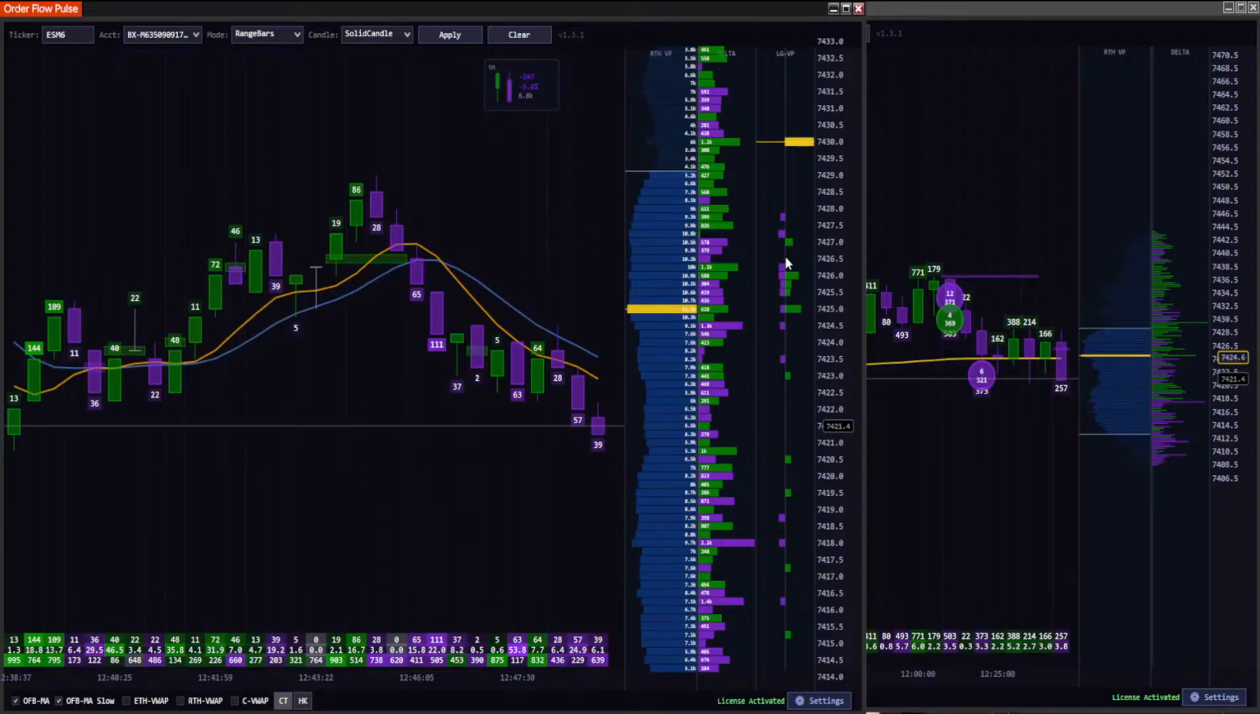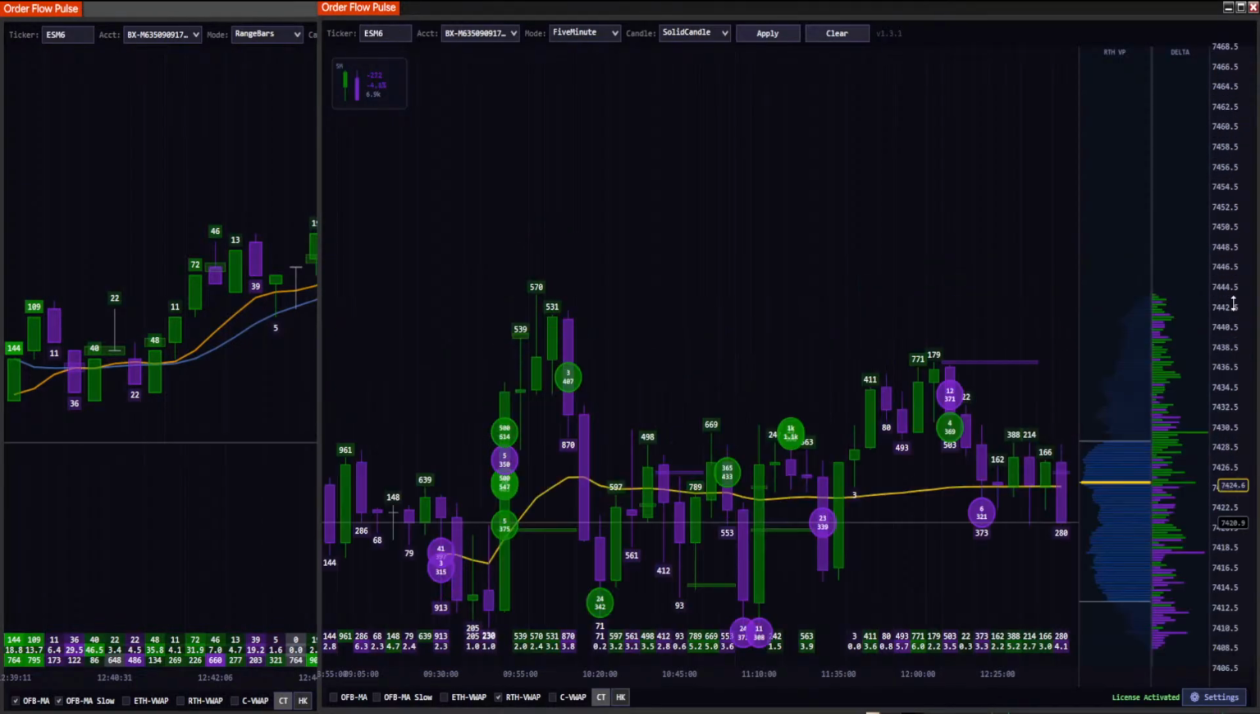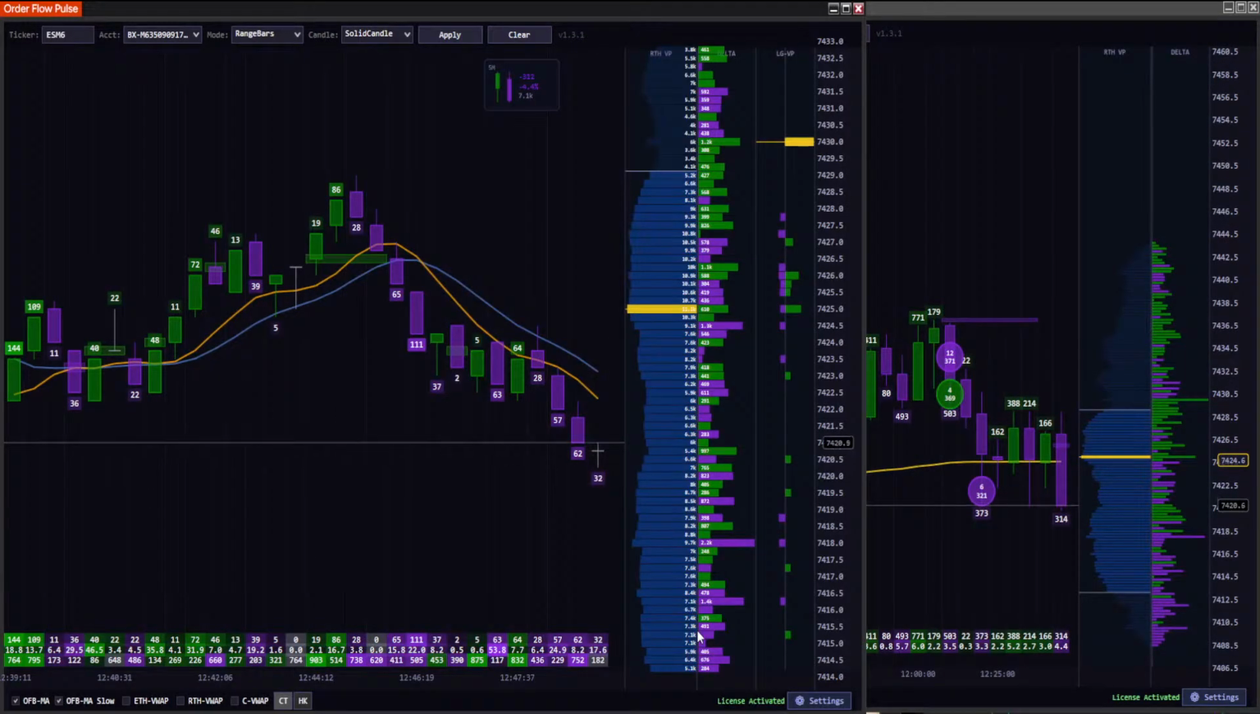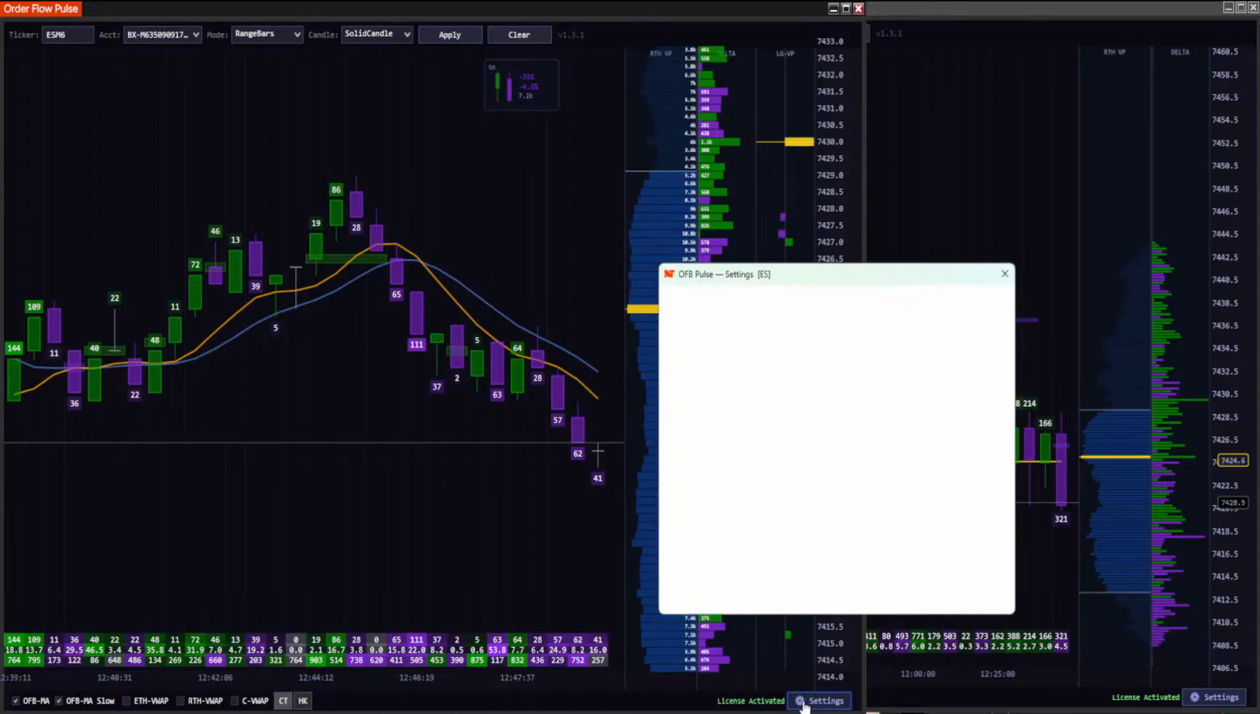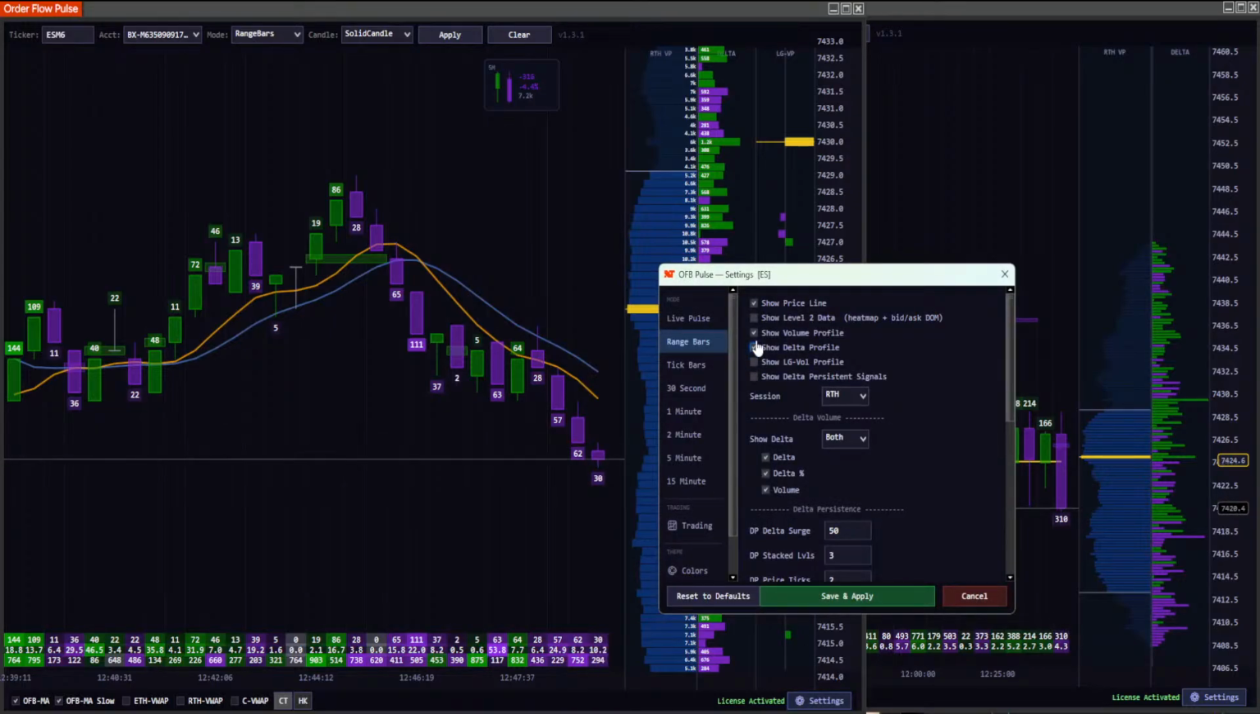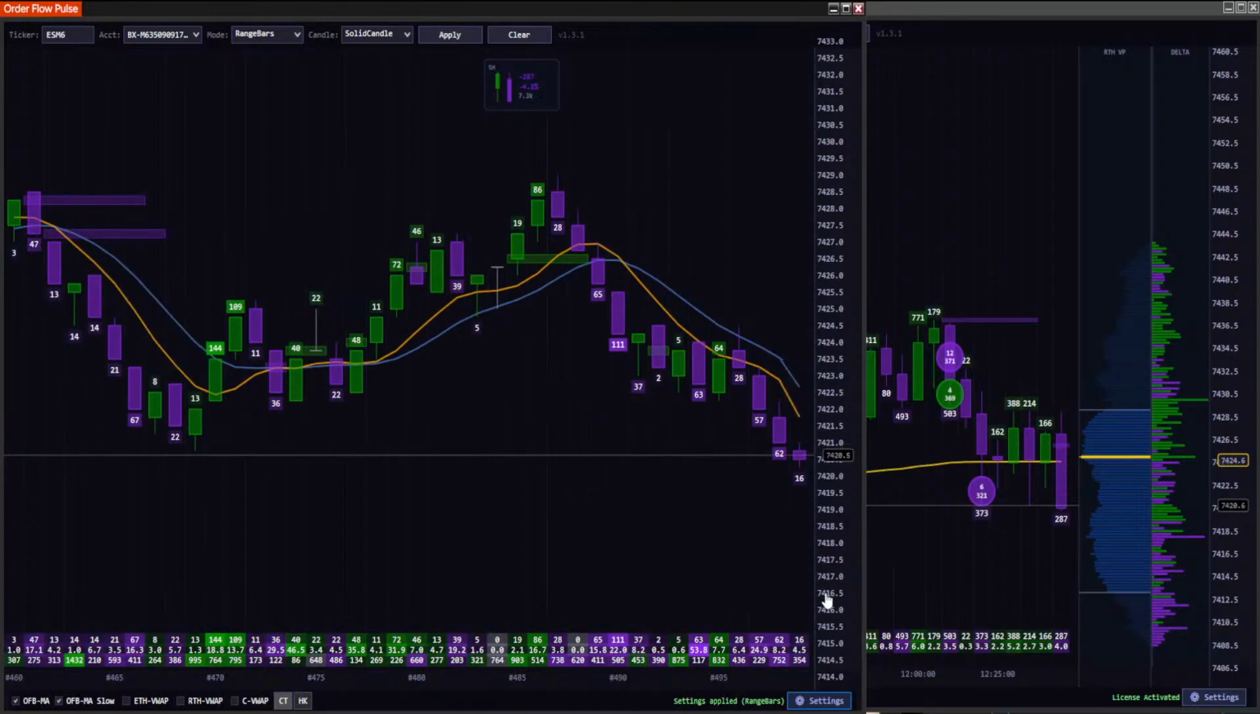Also, here's another thing. If you're new to trading and new to this style of trading, what I would suggest, take all this off. Take that off.